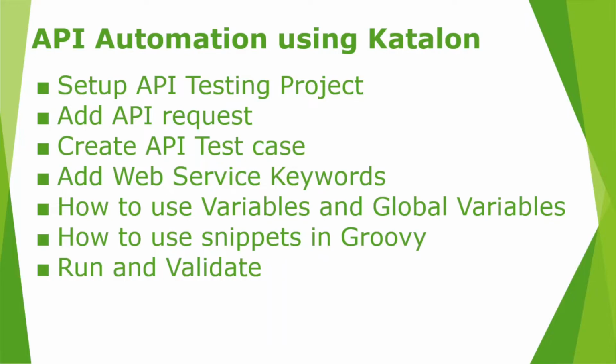We generally use variables to store the required JSON paths. That means, let's say you sent an API request, and then you got the response. Within the response, if you want to capture one of the elements, that means a JSON element of the entire request, then you will be capturing that element and storing it into a variable, and then you can use that variable in the next request. Okay, so I'm going to teach you how we can use these variables and global variables in performing different types of validations. And also I'm going to teach you how to use snippets in Groovy language.